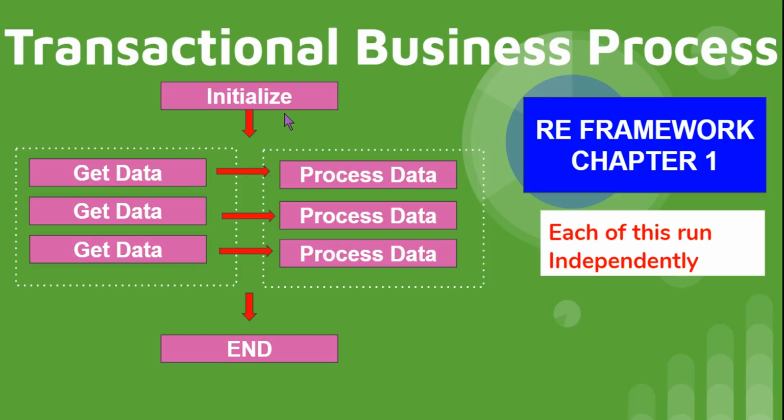The transactional business process gets each data independently and processes the data. Each of these two actions is independent of other data. So that is the benefit. We are going to learn more in the upcoming chapters.